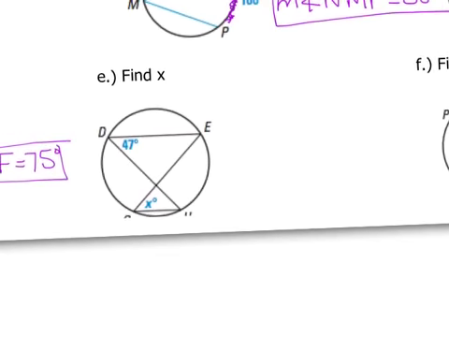On this one, we're finding the value of x. So here's our first intercepted arc. Notice endpoints are at E and H. The second angle is right here. It also has endpoints at E and H. Again, those two angles have the same intercepted arc, so they have to be the same measure.